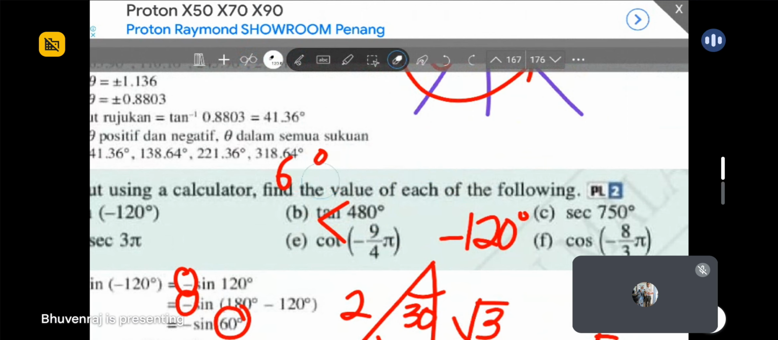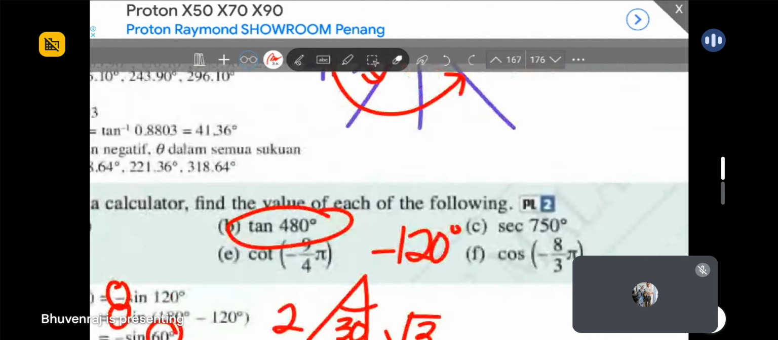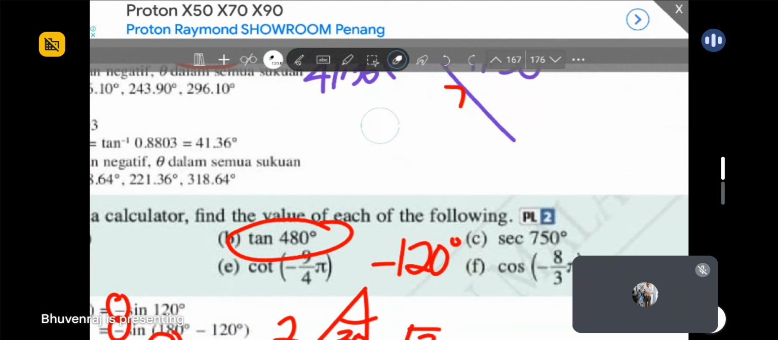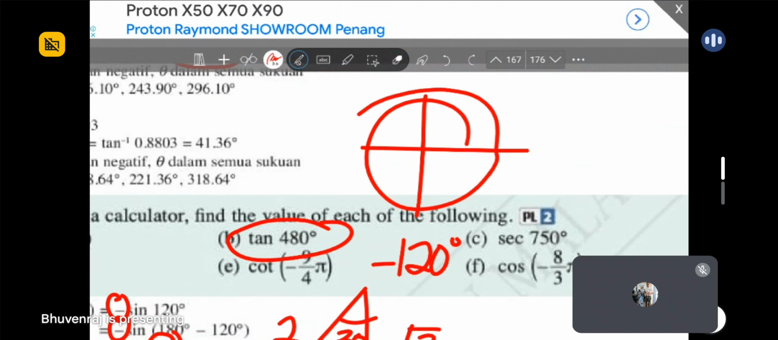And then for question B, tangent 480. Again, refer back to the basic angle that I told you just now, which is 360 degrees. So for 480, you must think where the angle is. It's one whole round and then 480, so the angle is somewhere here. In ASTC, tangent is negative here, so you must add the negative sign. 480 means 120 here, so the reference angle is 60.